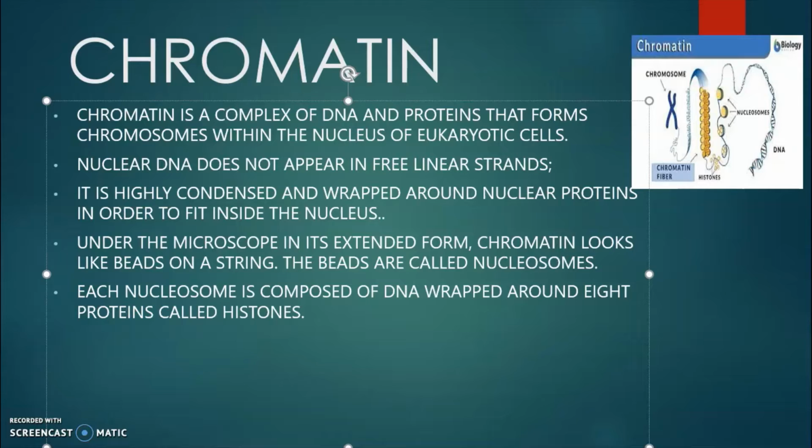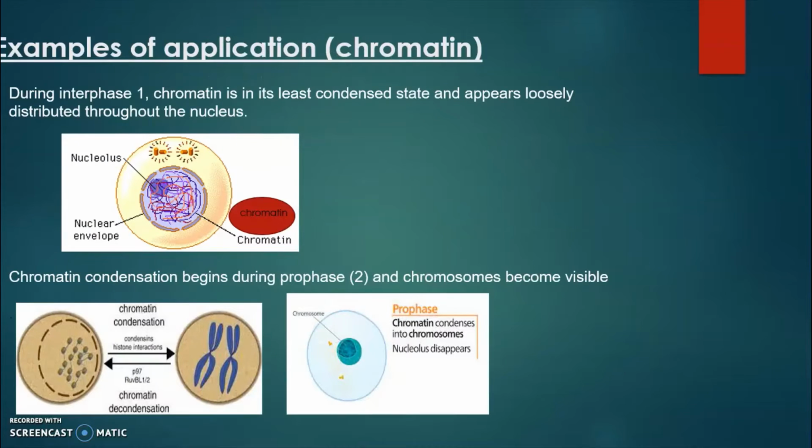Under the microscope, in its extended form, chromatin looks like beads on a string. The beads are called nucleosomes. As you can see in the picture here, each nucleosome is composed of DNA wrapped around 8 proteins called histones. So quickly we go and see the examples of application of chromatin. During interphase, chromatin is in its least condensed state and appears loosely distributed throughout the nucleus. Chromatin condensation begins during prophase and chromosomes become visible.